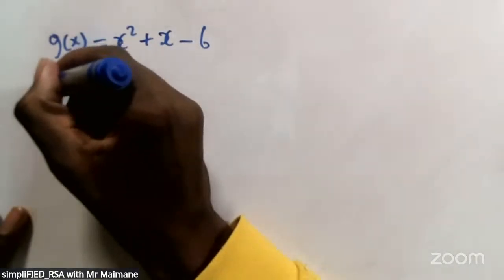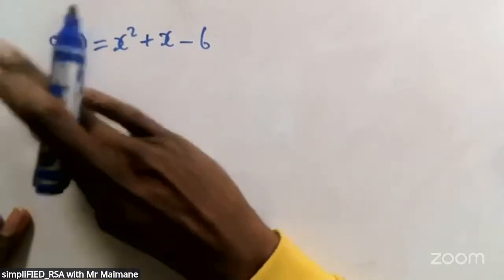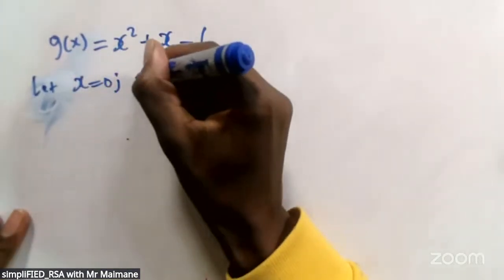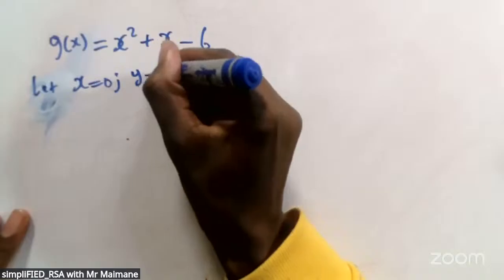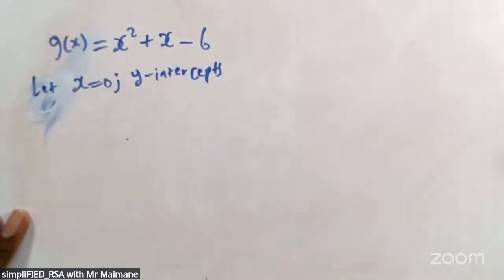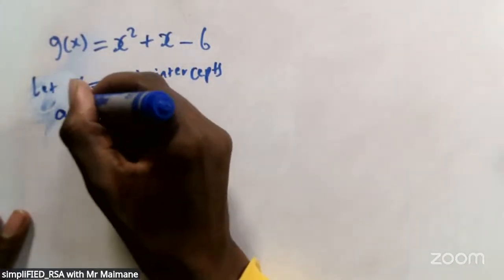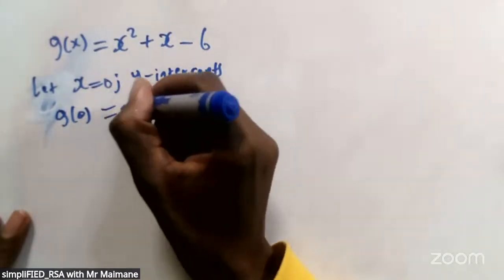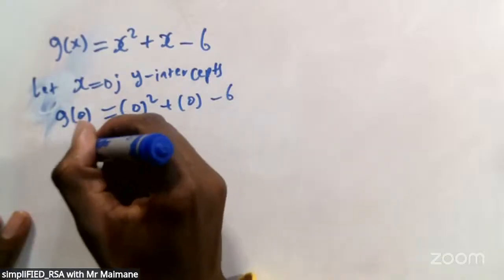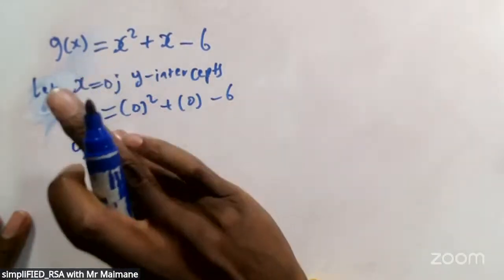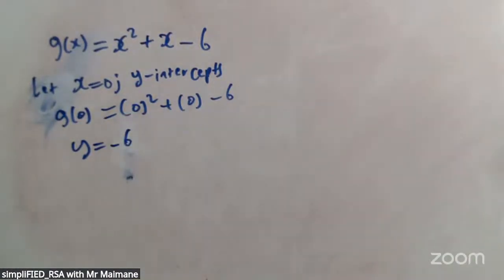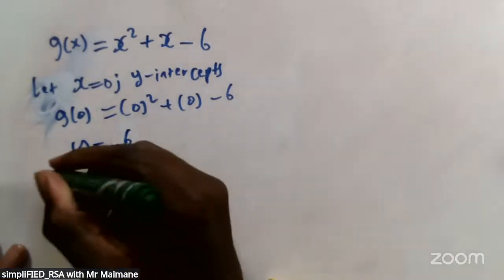So first of all, we have to find, okay, let me say, let x be 0 to find the y-intercept or y-axis. So g of 0, where there's x, I put 0. 0 squared plus 0 minus 6. Therefore, we just know that y will be minus 6. Happy? Yeah.